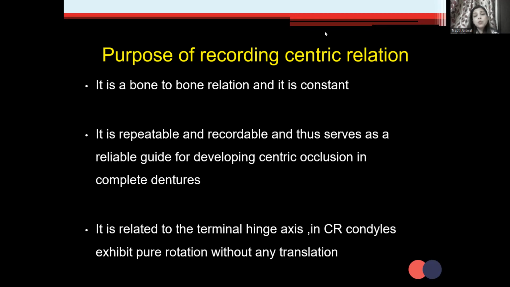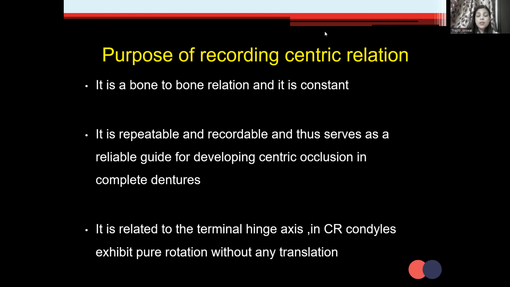It will be similar throughout your life. It is a definite learned position. It will not change. So this is the constant position, which is constant throughout our life. This is very important to keep in mind while recording the centric relation position, and these are the significances.